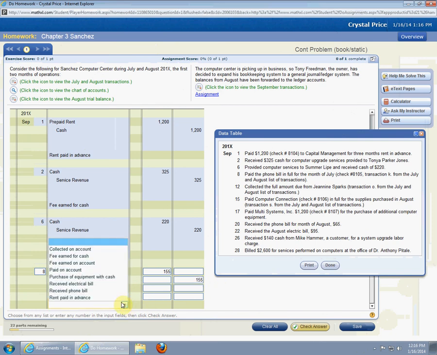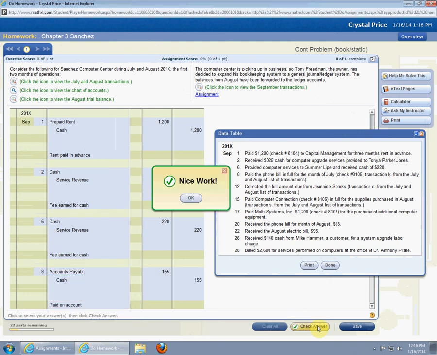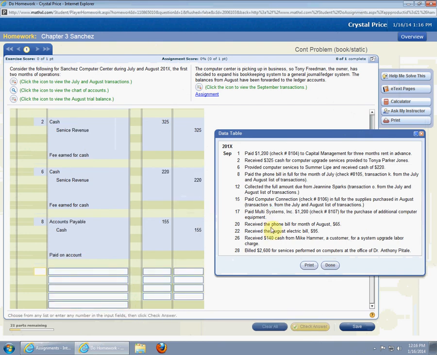Received phone bill? No, it's paid on account. Paid on account. Very good. Oops, I put collected. I want paid. Paid on account. Because you've got to switch it up. You have a split.